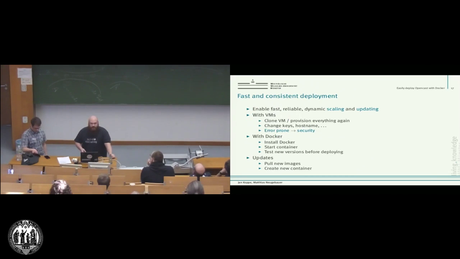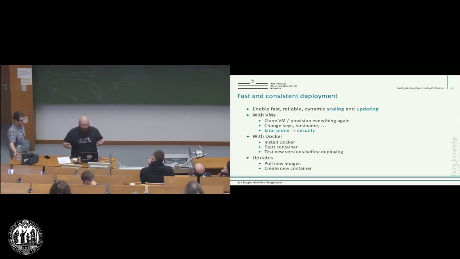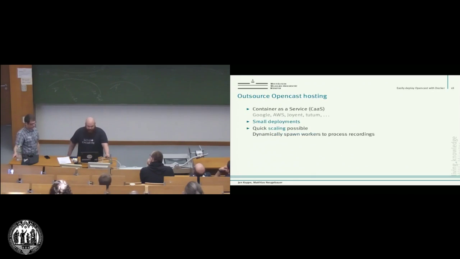Like we said, you can spin up a Docker container instance in seconds. So instead of building a new VM, installing the packages, configuring the VM, we have that already in there. And you can just start up a new Docker container, and you're pretty much done. Also updating. It's just easy: pull the new image from the repository, start a new container, done. For smaller or bigger institutions, maybe you are so small you don't have a separate server room, or you are so big your server room is not big enough, you can outsource your Opencast system to the cloud. With Docker, this is really easy.